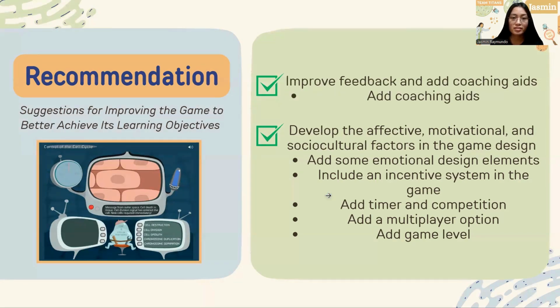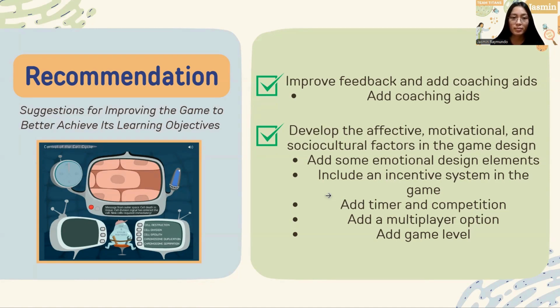Now, here are suggestions for improving the game to better achieve its learning objectives. First is to improve feedback and coaching. Mayer and Me conducted an experiment using coaching aids in games, resulting in a positive learning outcome. Thus, to improve the game, it needs to include an explanation for why choosing this phase is wrong instead of just saying the answer is incorrect, to inform and scaffold the player to complete the task. In this way, players comprehend the importance of each phase being in sequence and better distinguish them.